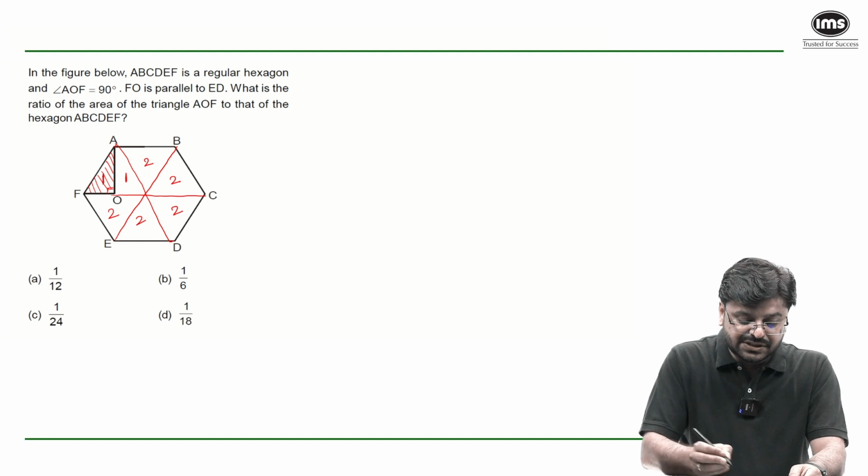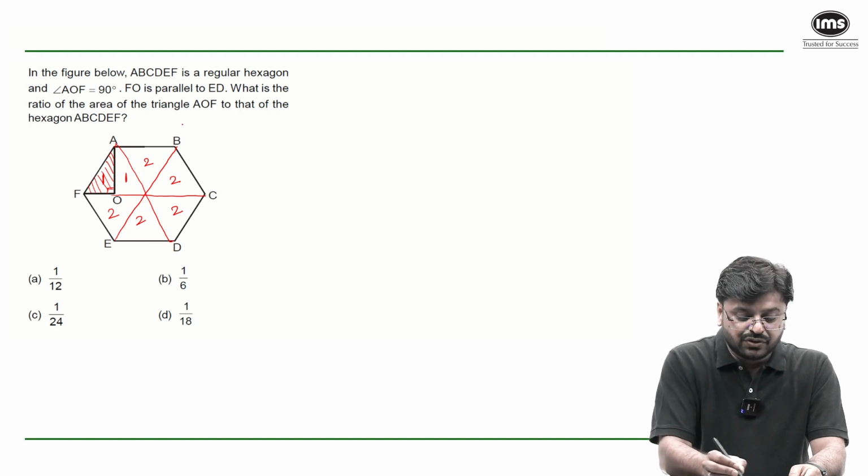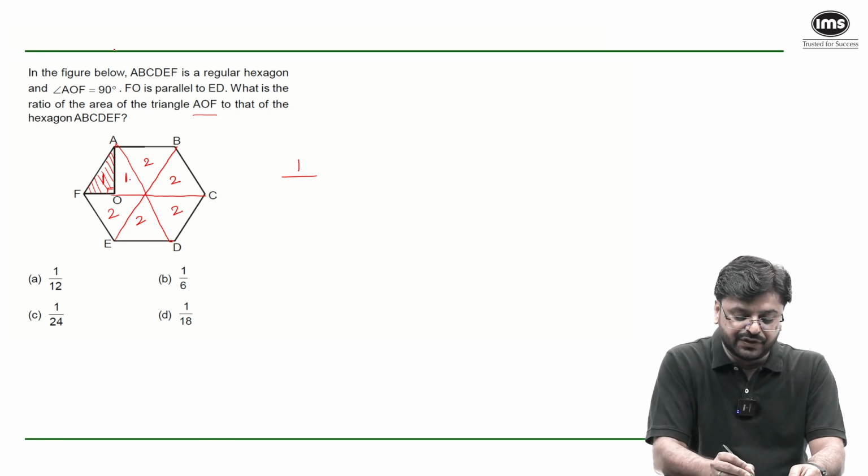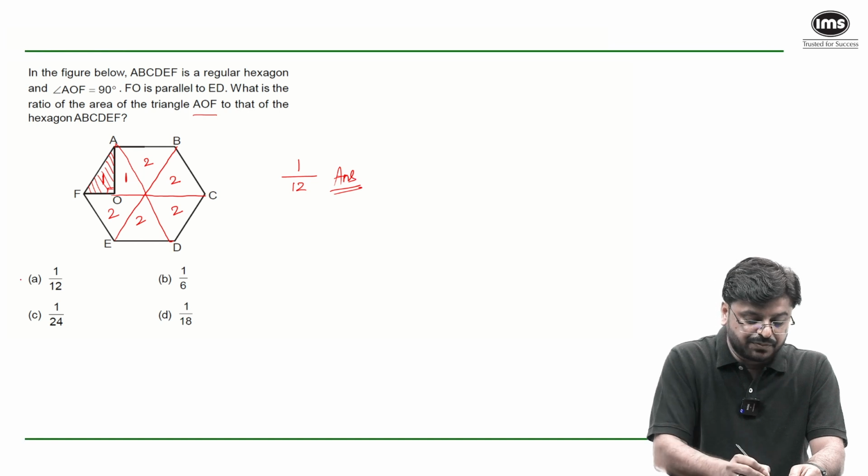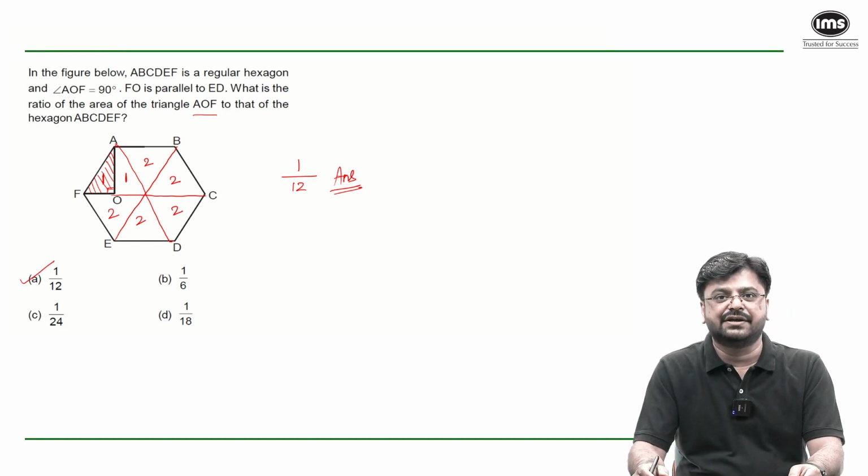Now the question is the ratio of the area of triangle AOF, which is one part, to the area of hexagon ABCDEF, which is 6 times 2, or 12 part. So the answer is 1:12. So option A here is the right answer.